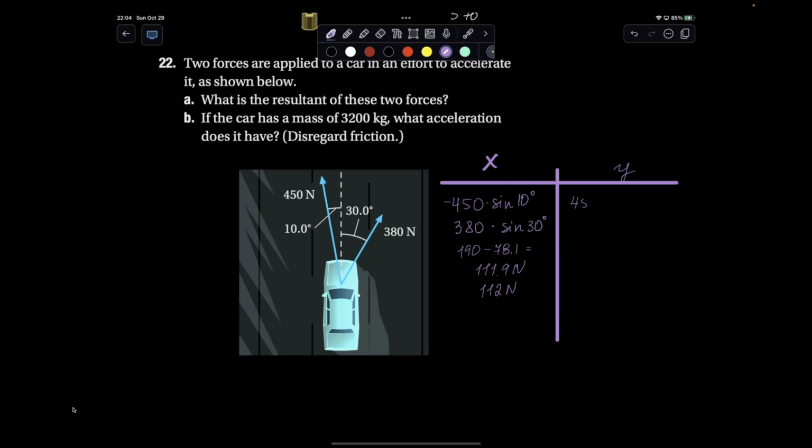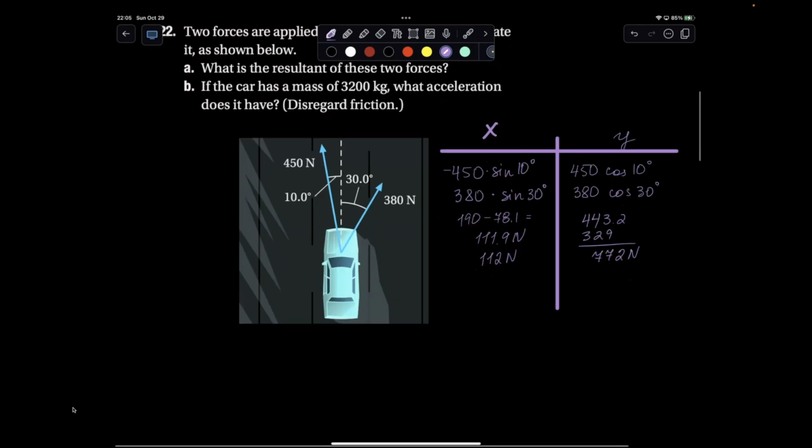Then as far as our y direction goes, both the components are pointing north, so they're both positive. So I will have 450 cosine of 10 and 380 cosine of 30. That gets me 443.2 and 329. When I add them, I get 772. I can just round the 3 off.